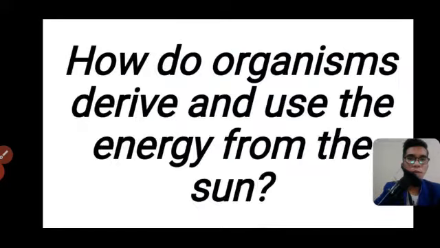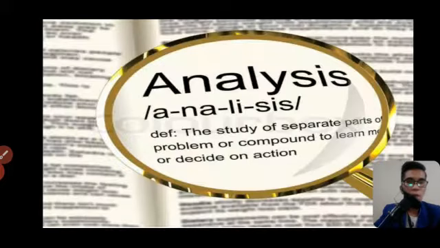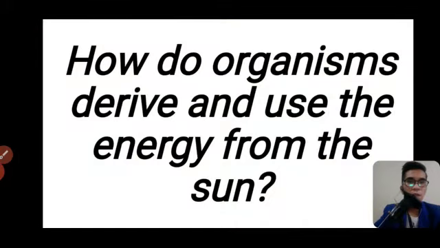Another review: how do organisms derive and use the energy from the sun? Since the students know the concept of photosynthesis, we have to ask them how organisms derive and use the energy from the sun. Allow them to analyze, post some facts, and break down ideas, chunk information into component parts, for them to better determine the derivation of this energy and how that energy from the sun is being used by the organism.